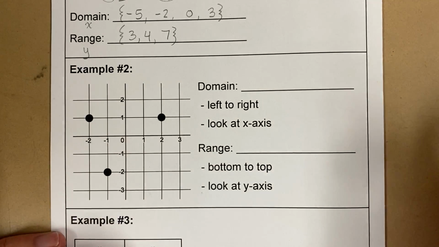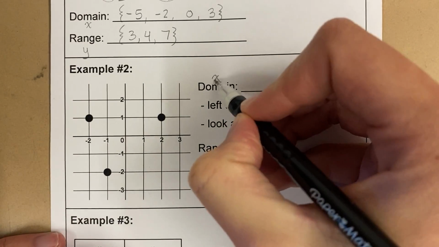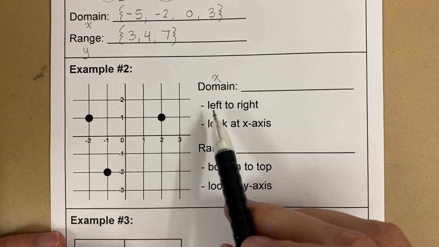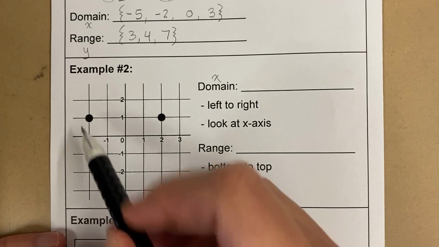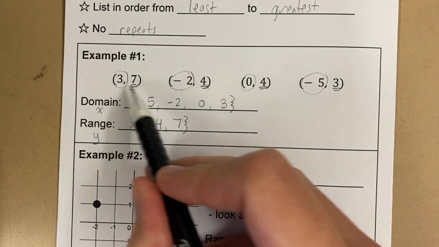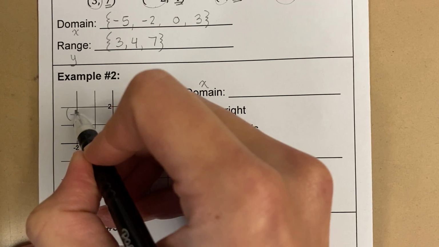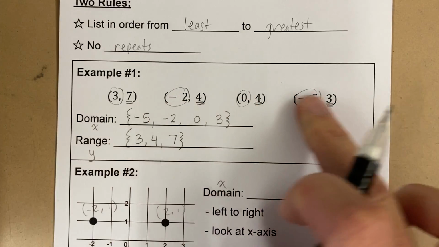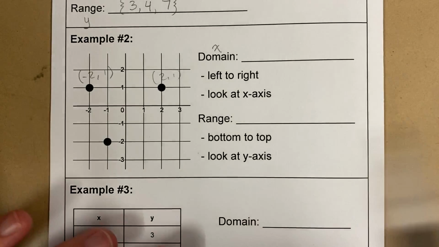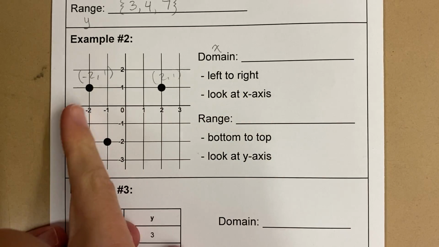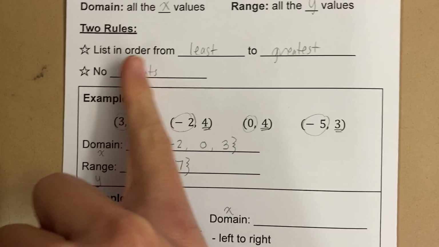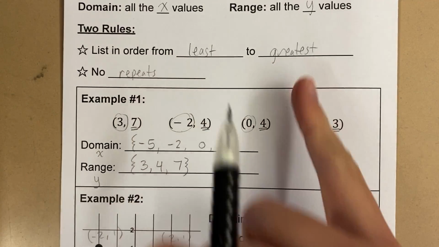Here's example number 2. Again, the domain is all the x values. The easiest way to find the domain on a graph is just to look from left to right, right? I could write out each of these points. I could say, oh, this point is -2, 1, and this point is 2, 1, and then I could do just exactly what I did here. That would totally work, but there's an easier way. Domain, I'm just looking at the x values of each of these points. So I'm just going to go from left to right because that's where I would find the x values in order from least to greatest.